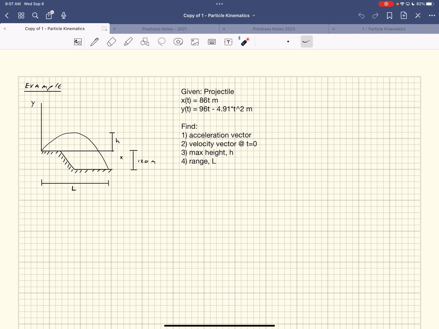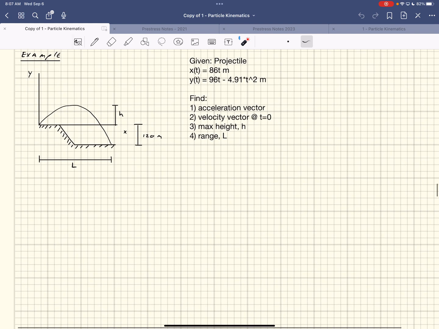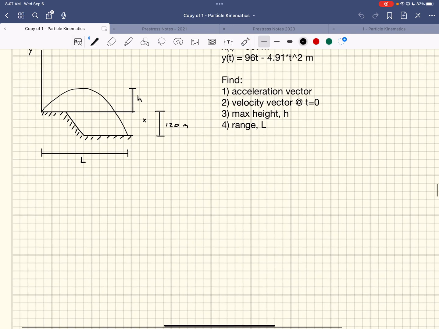It says, give us the acceleration vector. Okay, so the first thing we've got to do is start taking derivatives of stuff, right? Because in this case, we're given the position and we're going to go the other direction towards acceleration. And acceleration is the second derivative of the position. All right, so we start out down here. I'm just going to write x of t is equal to 86t. That was given to us.